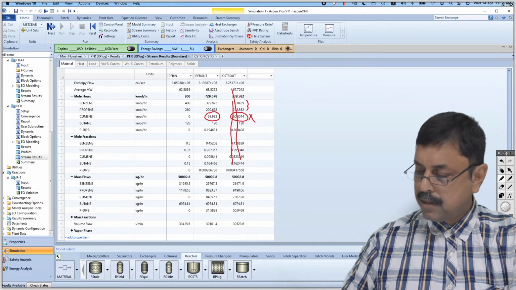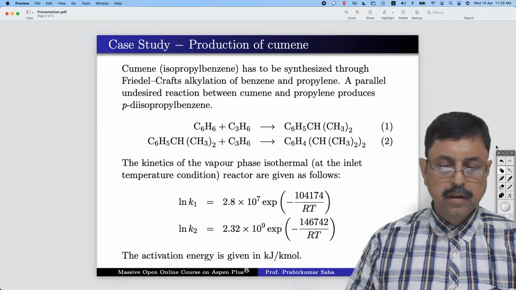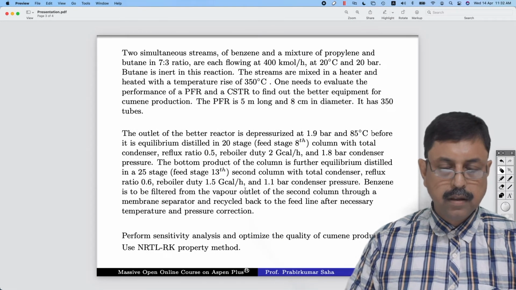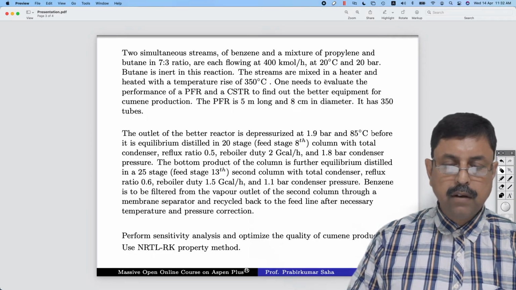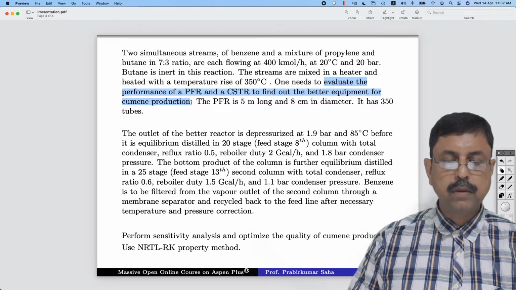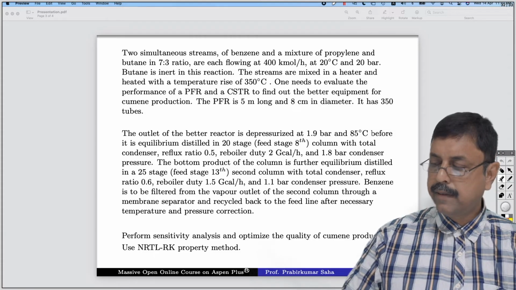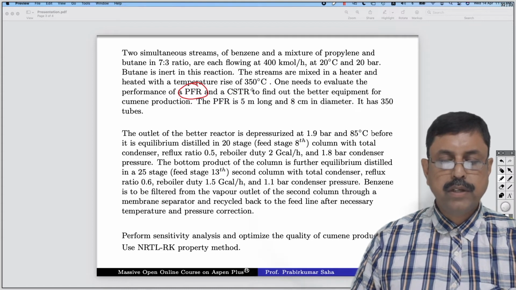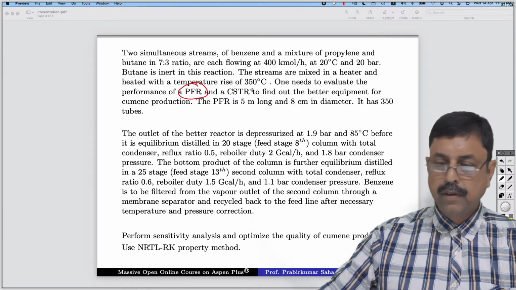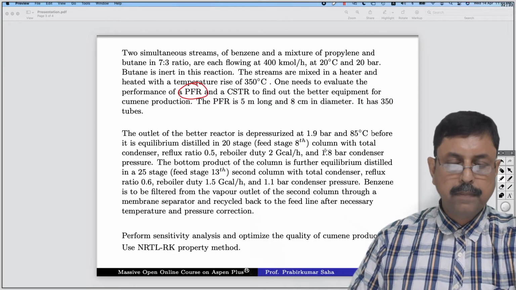So the question that has been asked in the problem is to evaluate the performance of PFR and CSTR to find out the better equipment for Cumene production. So without any doubt, we can say that PFR is a better equipment for this purpose, and we shall stick to it. Now we continue with the problem statement.